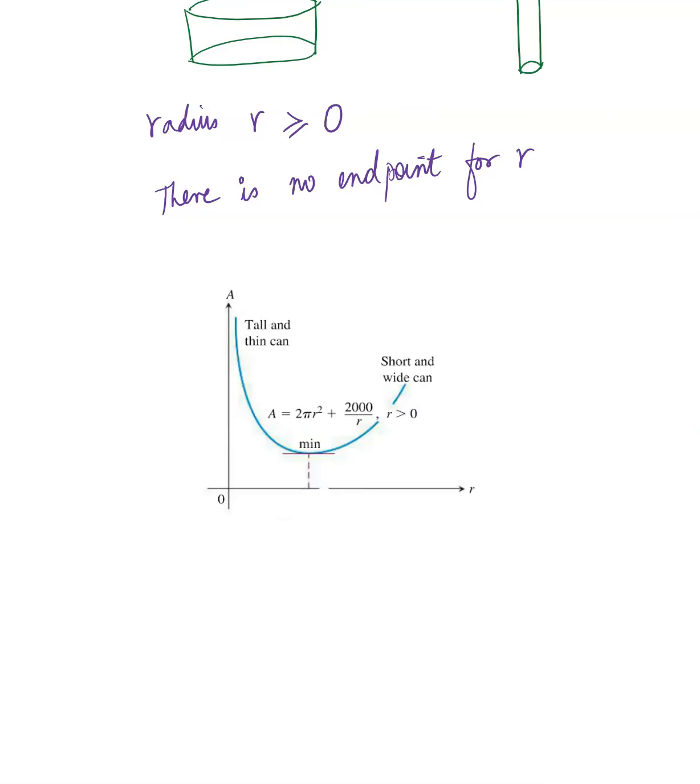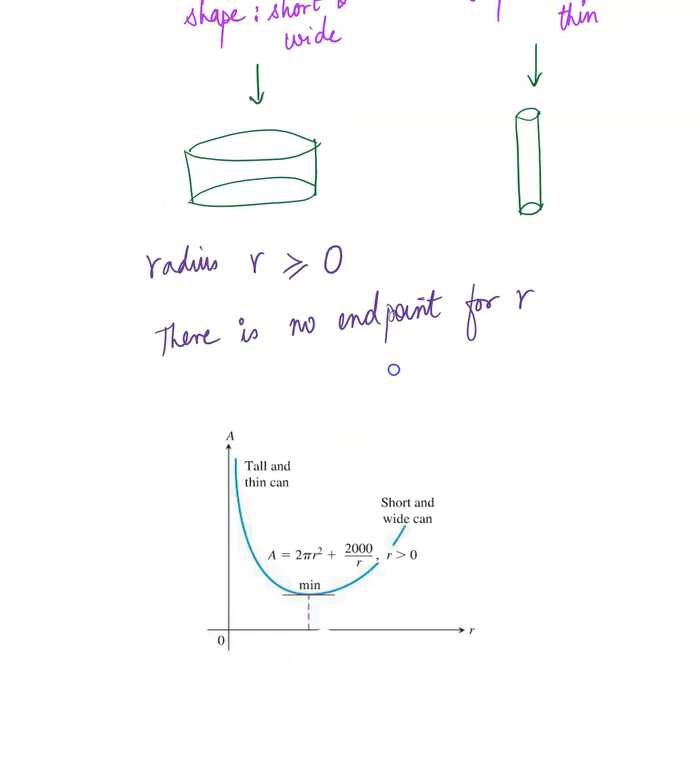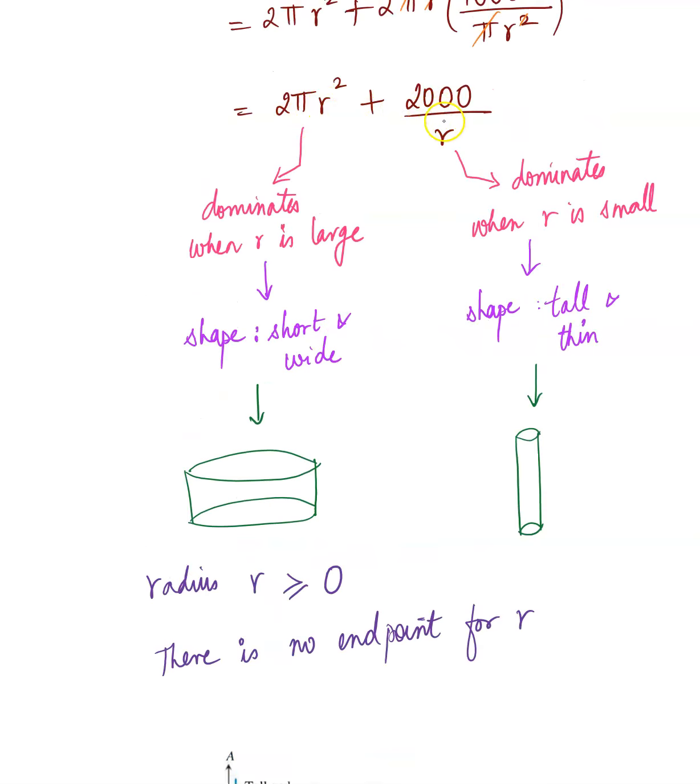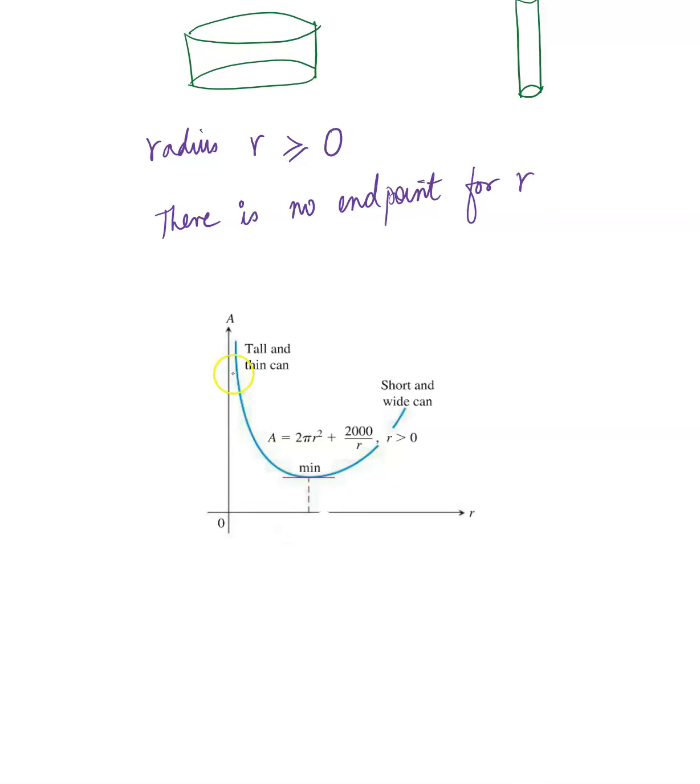This graph kind of illustrates it for us. We want to find a radius that will minimize the surface area. But when we graph the surface area equation, 2 pi r squared plus 2000 over r, you see that it's basically concave up everywhere, isn't it? So it's basically positive everywhere. So the radius actually has no endpoint. All we can see is that if the radius is small, it's tall and thin. If the radius is large, it's short and wide. But because of the turn it makes, there will be an absolute minimum.